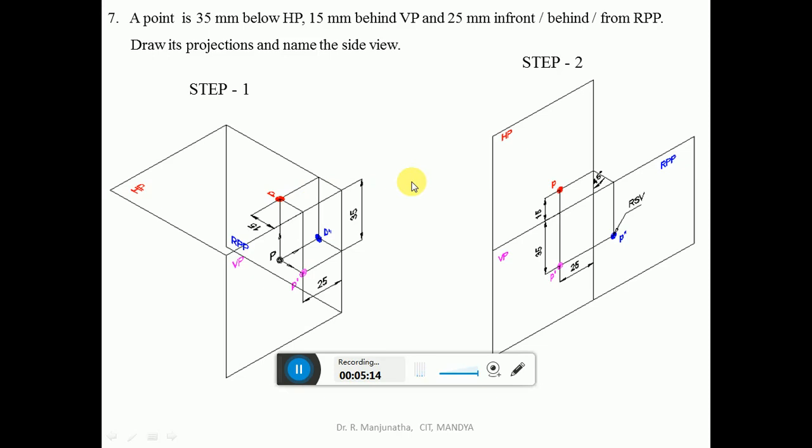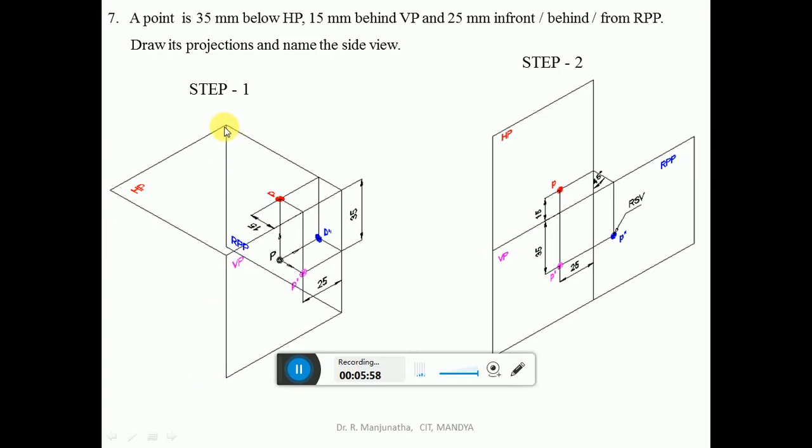And also when you look from the right side view, the distance below HP is seen in the right profile plane, and also the distance behind VP is seen here. In other words, we can see the front view distance, which is below HP, here, and we can also see the top view distance, which is behind VP, here. That also we can see from here to here. But when it is rotated, both P dash and P double dash are going to be on the same line. So this is how we can analyze this problem.